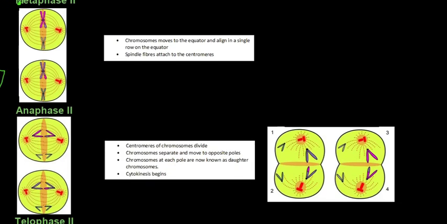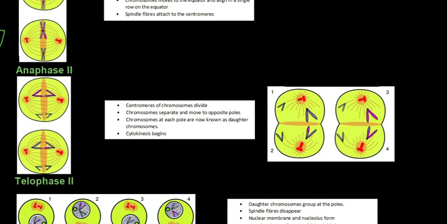That then brings us to anaphase 2. Now the centromeres holding these chromosomes together divide, so there's a piece of the centromere on either side. The chromosomes separate and move to opposite poles. The chromosomes at each pole are now known as daughter chromosomes, and cytokinesis begins. Once again, how do these chromosomes get to the opposite poles? Because of the spindle fibers attached to the centromeres, pulling them to opposite poles.